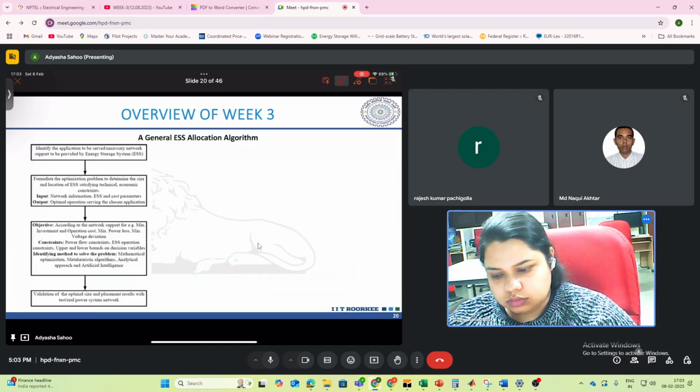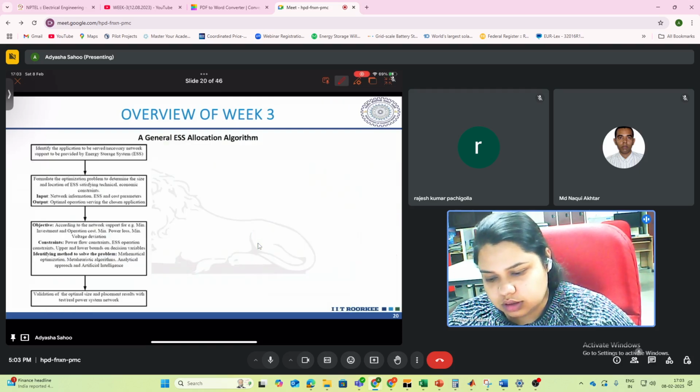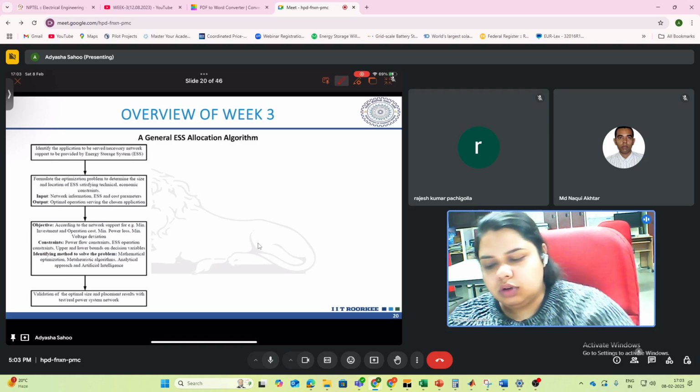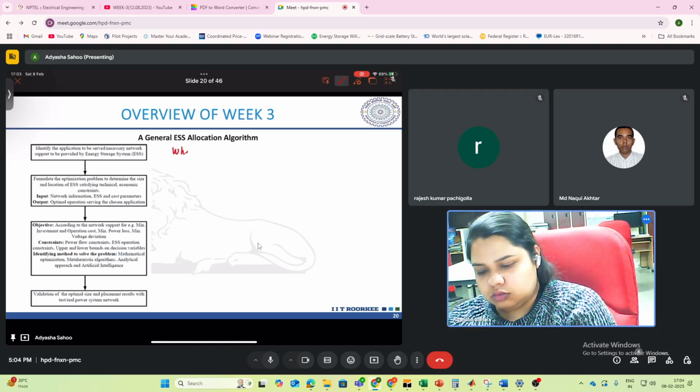Then next, here we discuss how to formulate the objective and the constraints to have an optimization problem to solve the optimal sizing and setting of an energy storage. So first of all, why is optimal sizing and setting required?